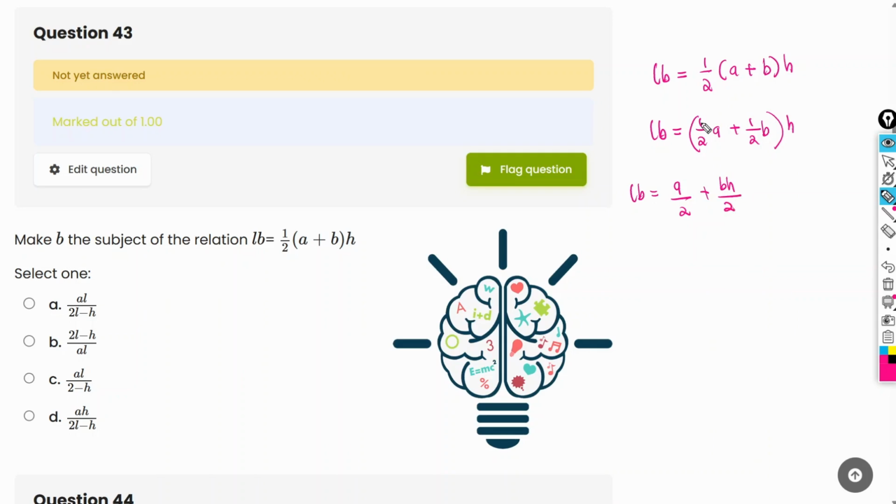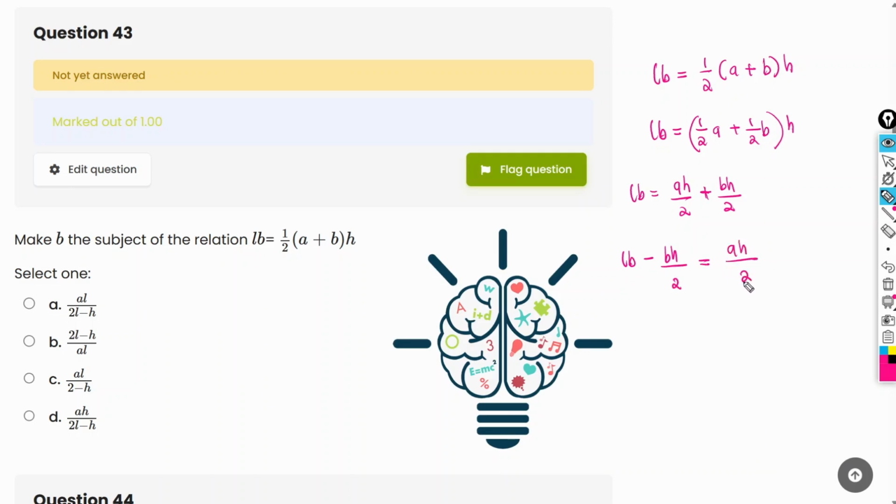Sorry, a over 2 and ah over 2, because this h is multiplying in. Yes, I think my math is fine. Next, we're trying to isolate b, so I'll collect all the b's on one side and move this term over to the other side. So I have lb minus bh over 2 is equal to ah over 2.